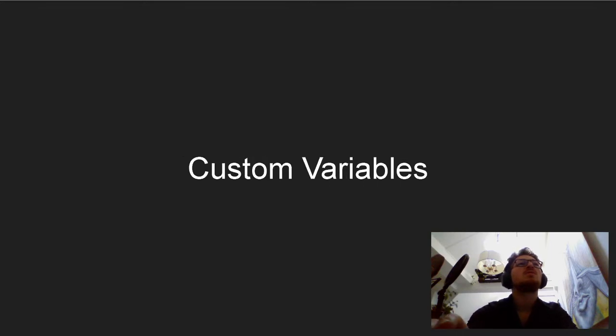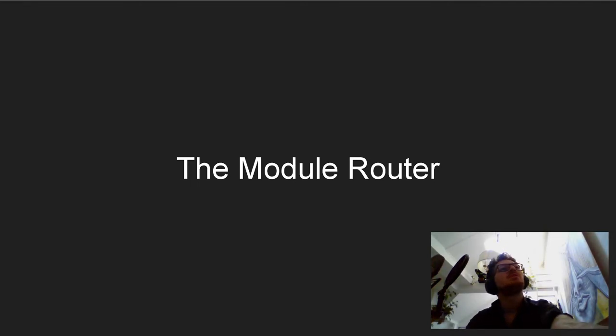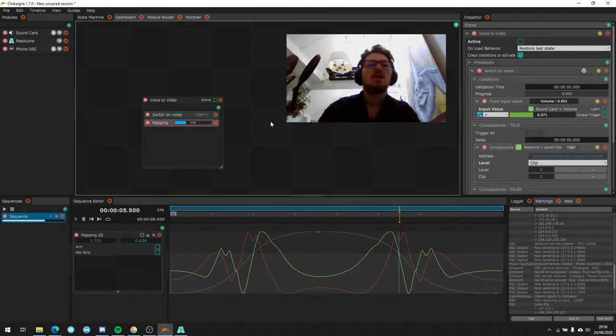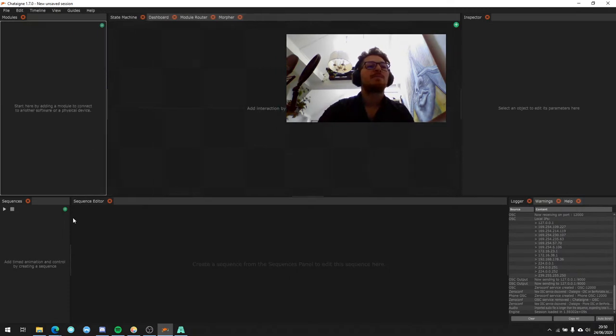Custom variables. I think I will go with model rotor before. I will cheat my own rule. So model rotor. Okay, new. I told you about that before.